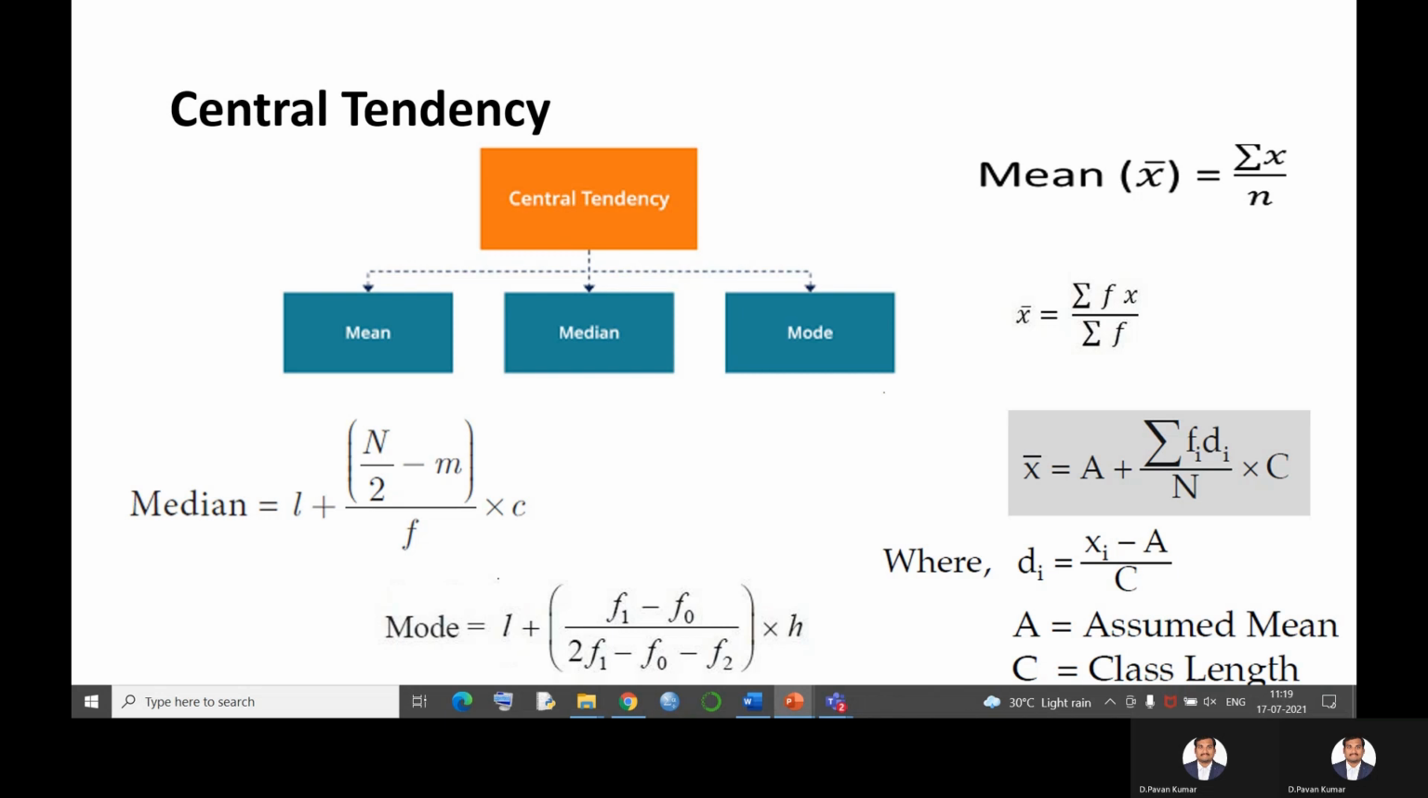This is the concept about central tendency. We are going to find a standardized or centralized value which can describe the characteristics of the complete data, or a group of people or a group of things.